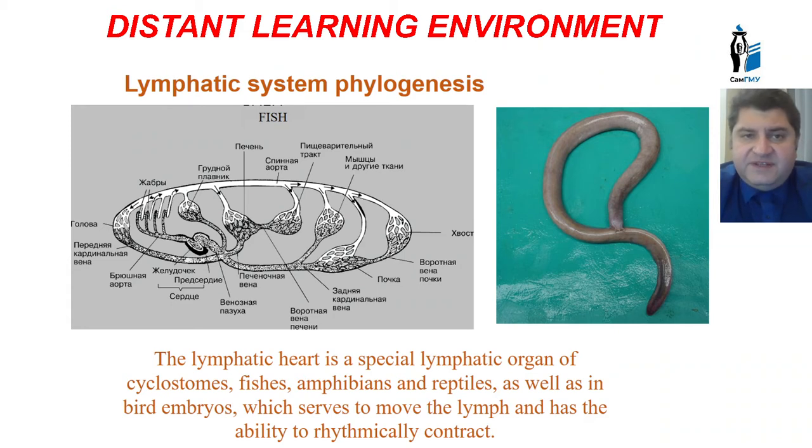For example, at the left picture you may see the blood system of a fish, and at the right picture you may see a cyclostome. We know that the lymphatic system in these animals has hearts, lymphatic hearts.